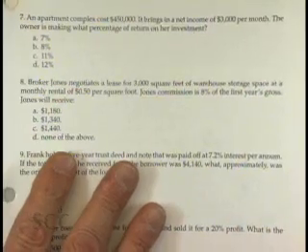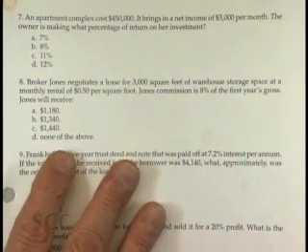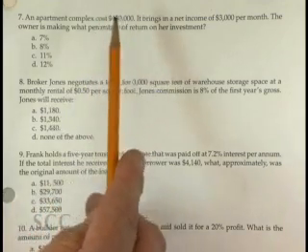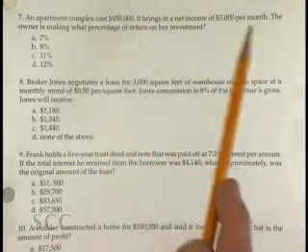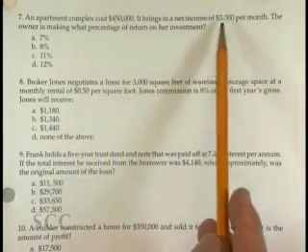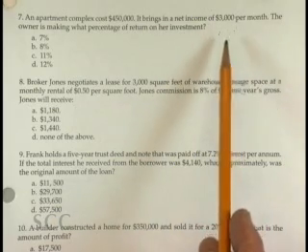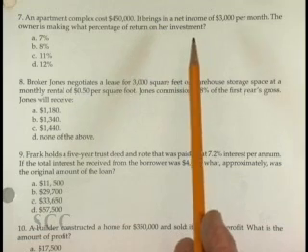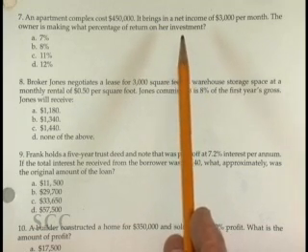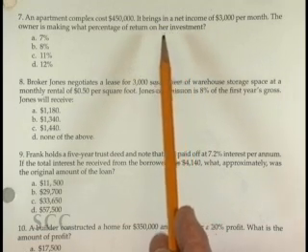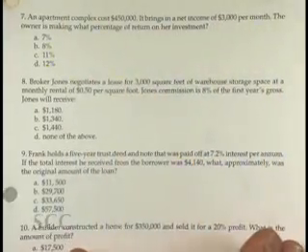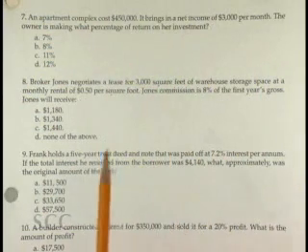Okay, an apartment complex. Apartment complex, a big building with a lot of apartments in it. The apartment complex costs $450,000. It brings in a net income of $3,000 per month. Notice we should start to see a pattern here now. We're always talking on a monthly basis. Okay, so we know that when we do that, and we're doing it with a percentage, we're going to convert something, right? Okay, per month. The owner is making what percentage return on her investment?